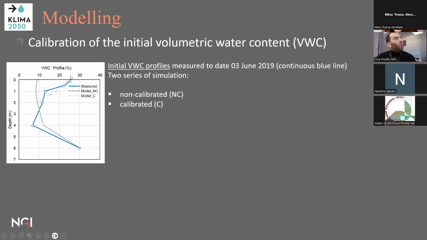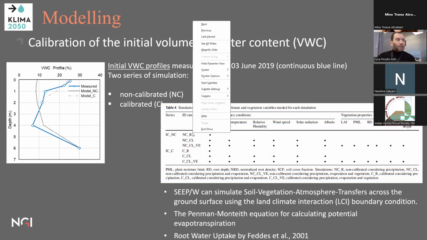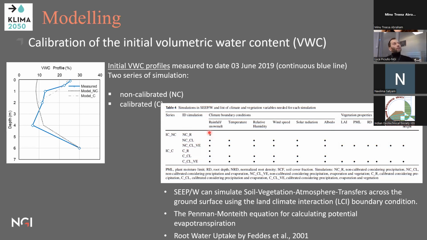But we wanted to match what we were monitoring in terms of volumetric water content. So we tuned it a little bit. And then we had what we called a calibrated start of the simulation, which is this gray line and dots here. Then we had these two series of simulations. For each of them, we considered in the first case only rainfall, then rainfall and climate variables, temperature, relative humidity, wind speed, and so on, and then also vegetation. And then the same we have done for the calibrated beginning of our analysis. So at the end, we had six simulations.